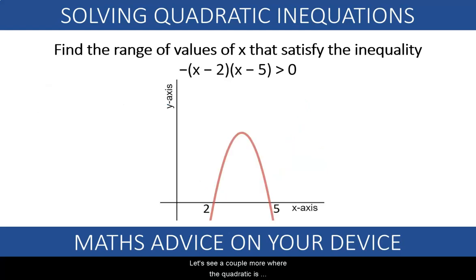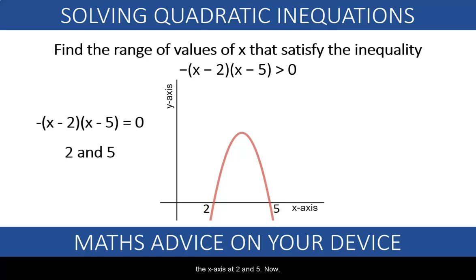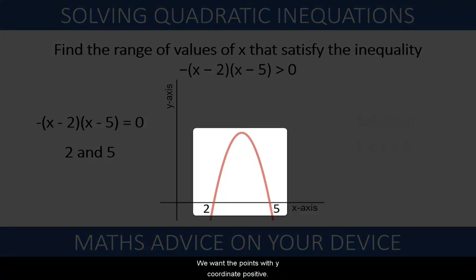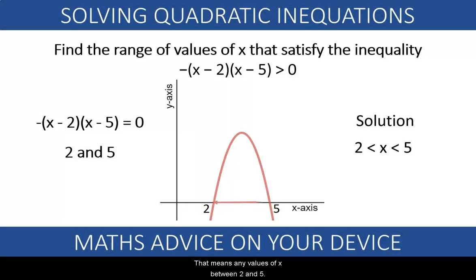Let's see a couple more where the quadratic is negative. We have an already factorized quadratic, so it is easier to see why it crosses the x-axis at 2 and 5. Now, pay attention. We want the part of the quadratic above the x-axis. Yes, we want the points with y-coordinate positive. That means any values of x between 2 and 5.